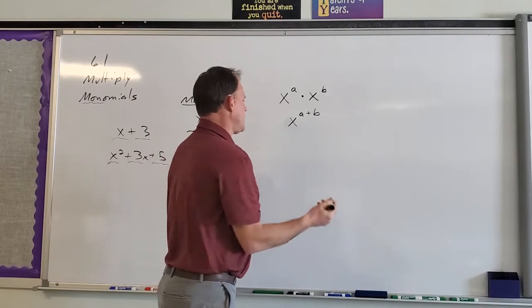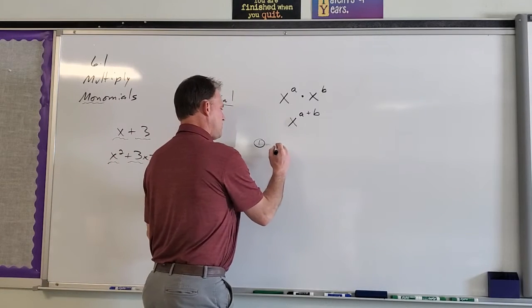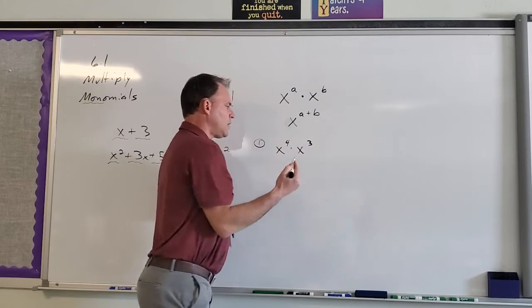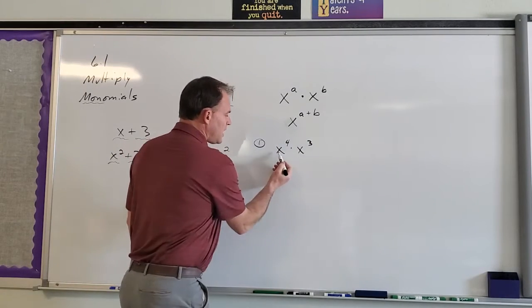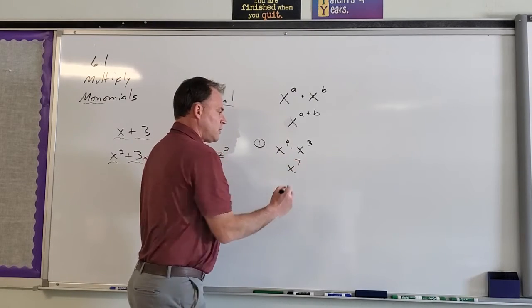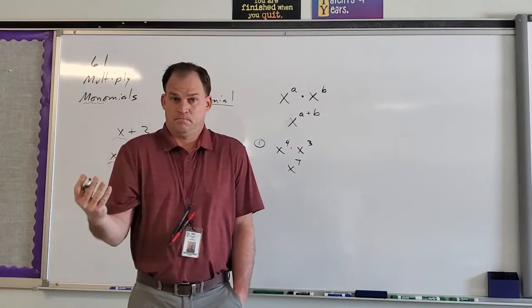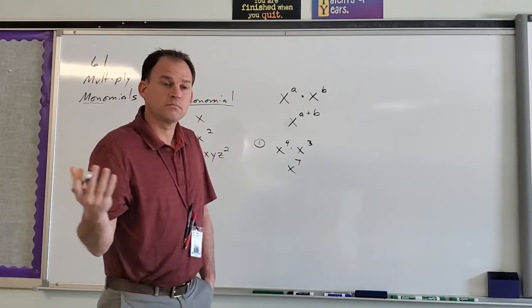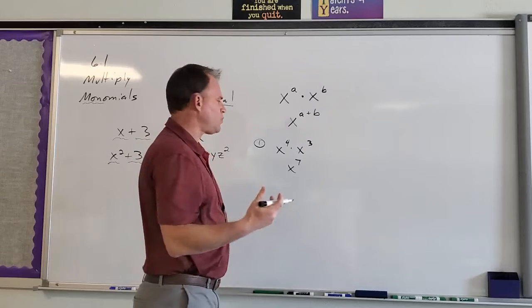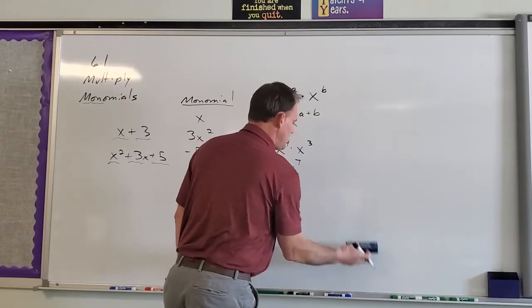So what does that look like? Well, x to the fourth times x to the third. The bases are the same. Add the exponents. So the answer here is x to the 7th. That's it. So why does that work like this? Well, let's look at this a little bit more in depth.